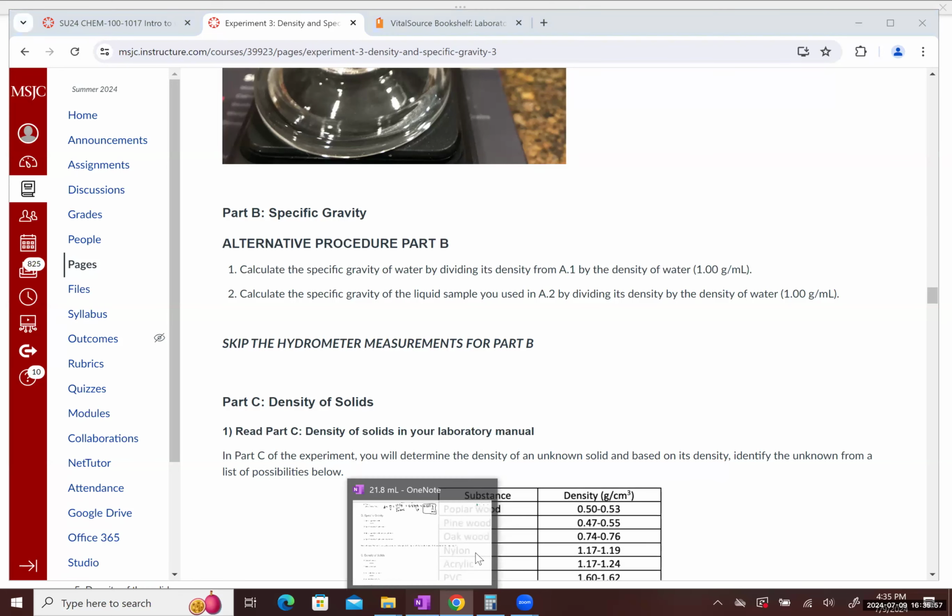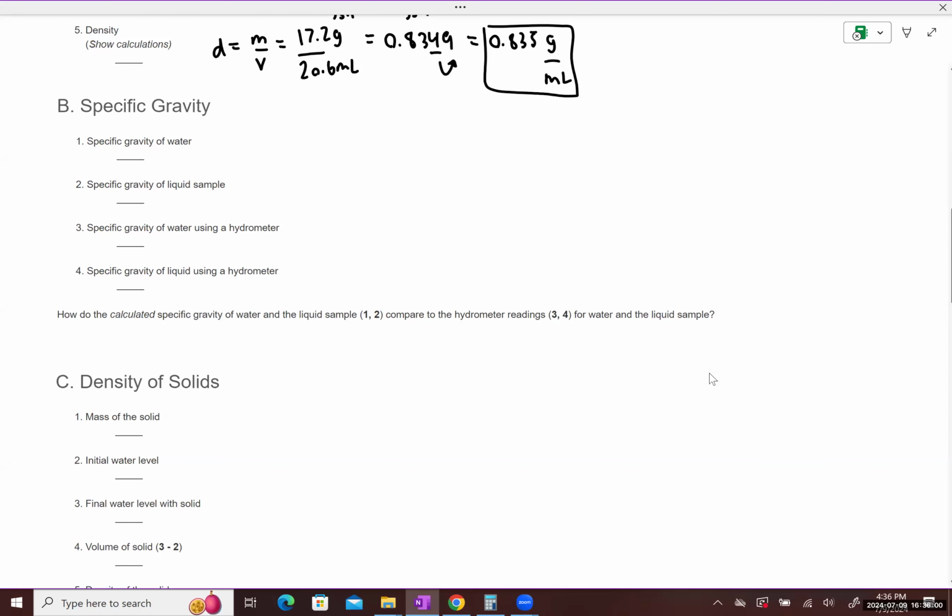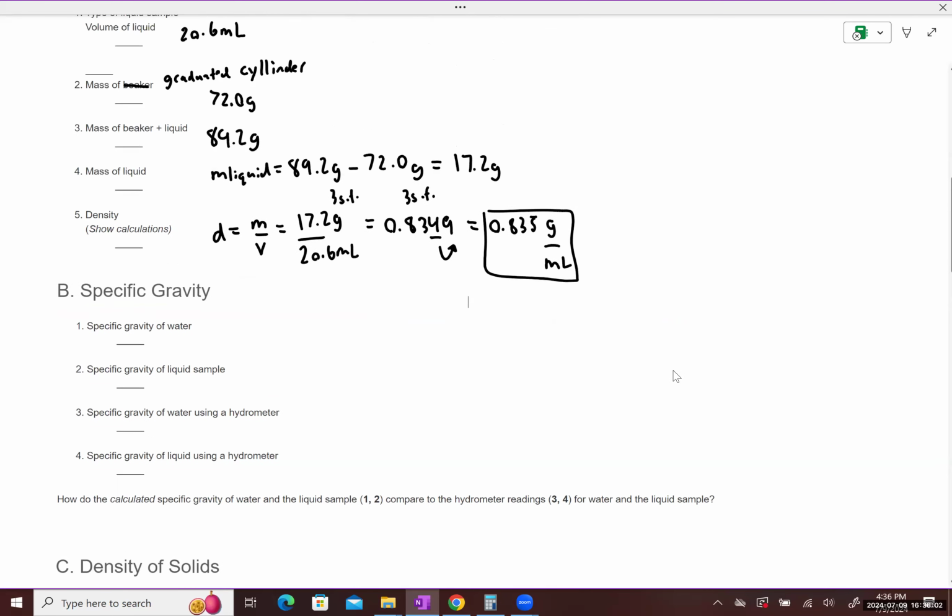So let's calculate that. For the specific gravity of water, all we have to do is take our input value of 0.968 grams per milliliter, and we're going to divide it by the density of water, which is 1.00 grams per mil. That gives us a specific gravity value that we've determined from our prior measurements as 0.968. Specific gravity is unitless.